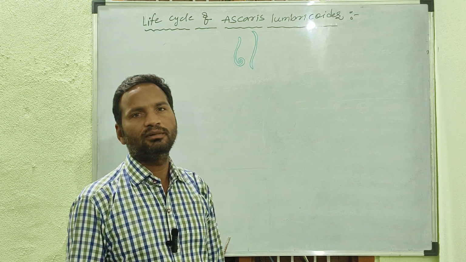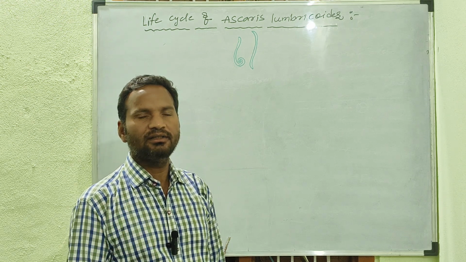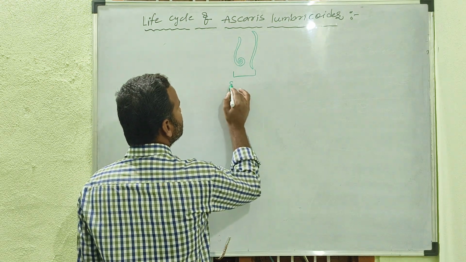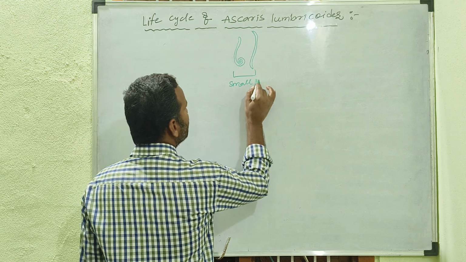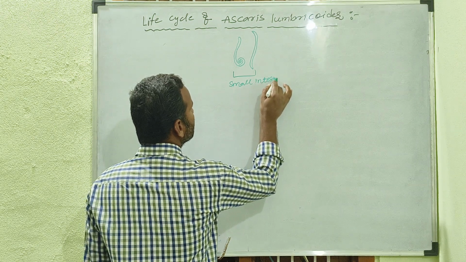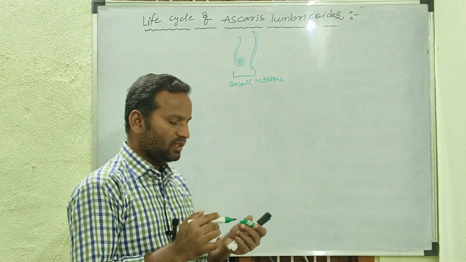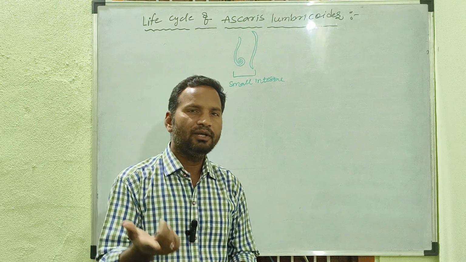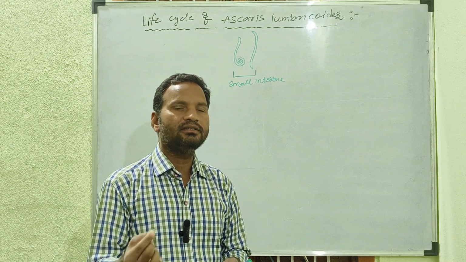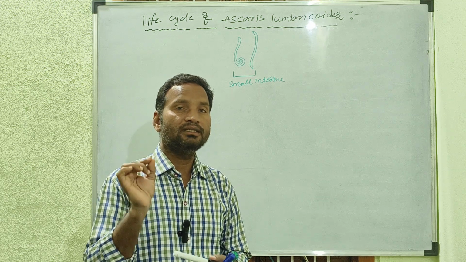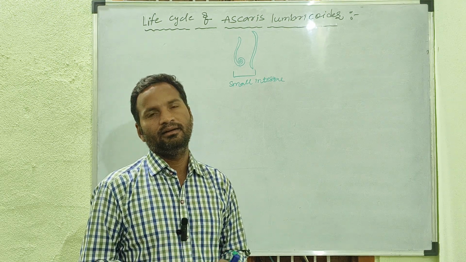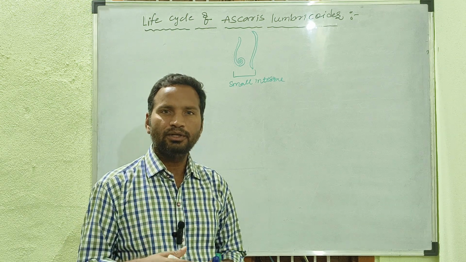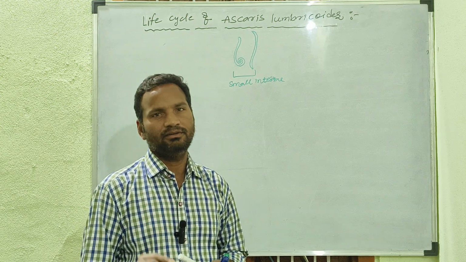Copulation means nothing but one type of sexual process. It occurs in the small intestine of man. Then, after copulation, the female organism can release approximately 2 lakh eggs per day. The eggs are surrounded by a protein coat with a rippled surface.